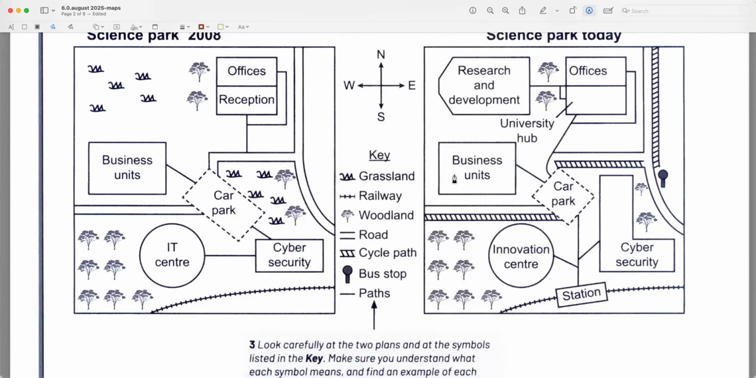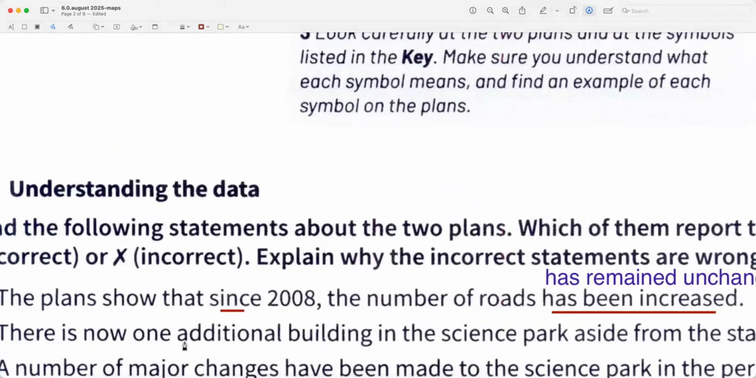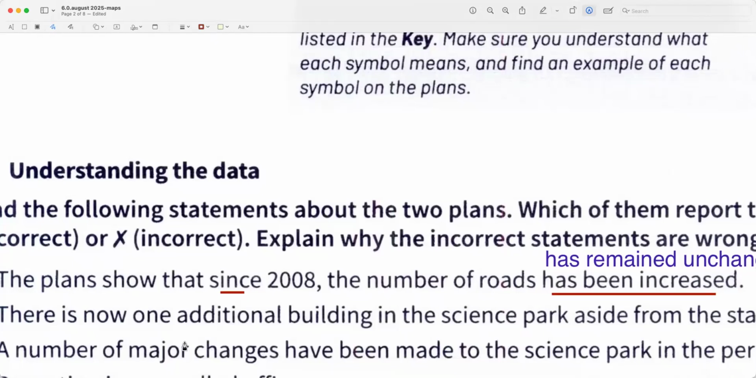No one additional building in the science park aside from. Okay, yeah, great. But by the way, Mia, additional, not additional. We have the verb add, but here we have an adjective, additional. Again, Mia, additional. Okay.